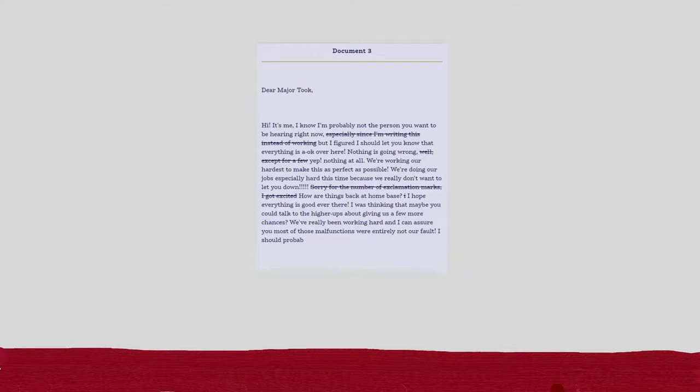The third document appears to be a letter back to Major Took from one of the task force members. However, the page is torn off halfway through. Dear Major Took, hi, it's me. I know I'm probably not the person you want to be hearing from right now, especially since I'm writing this instead of working, but I figured I should let you know that everything is A-okay here. Nothing is going wrong. Well, except for a few, yep, nothing at all.